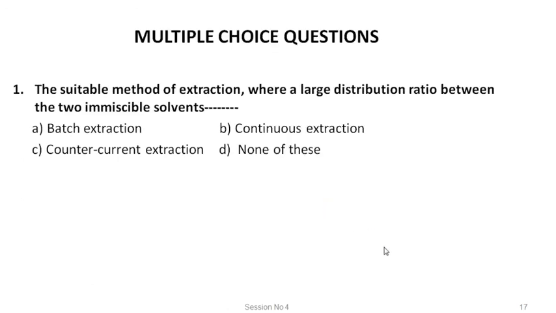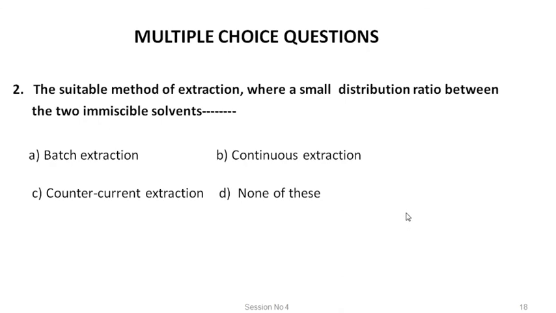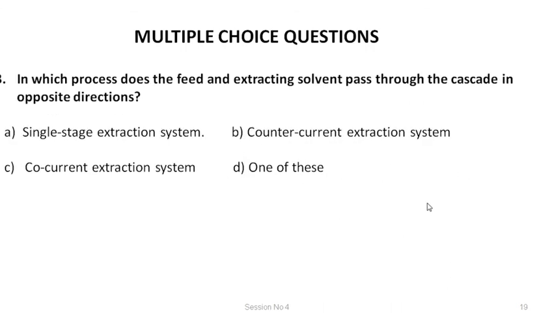Let us look into multiple choice questions. The suitable method of extraction where there is a large distribution ratio between the two immiscible solvents, which method is that? Yes, it is the batch extraction method. A suitable method of extraction where there is a small distribution ratio between two immiscible solvents. Yes, it is countercurrent extraction? Small distribution ratio between two immiscible solvents. Yes, two immiscible solvents, therefore it is countercurrent. If it is only one, then it becomes continuous extraction.